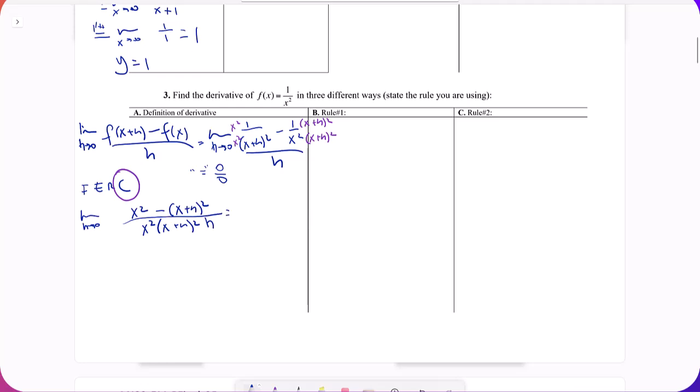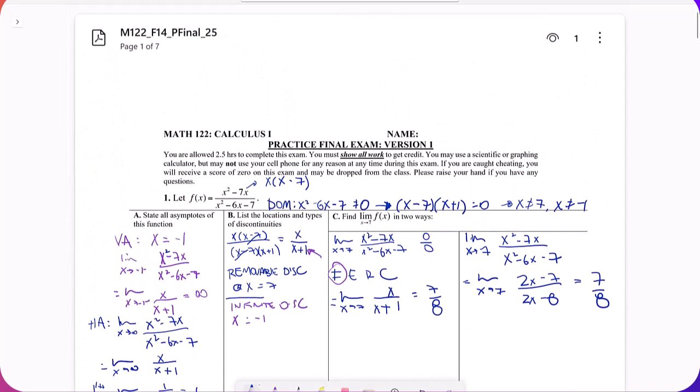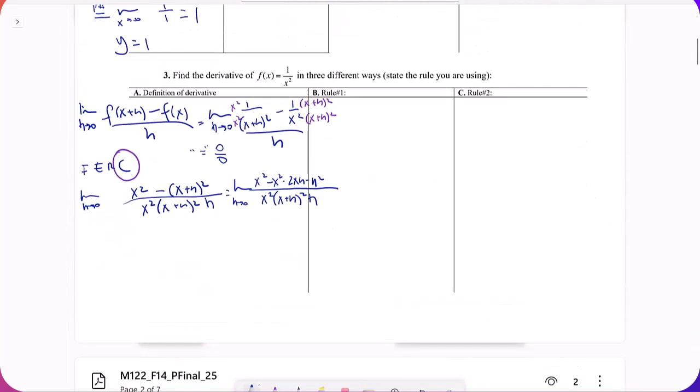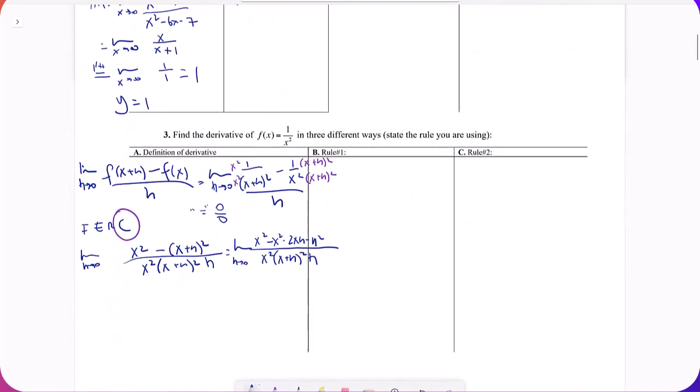Okay, so we get the limit as h goes to 0. I'll have an x squared minus 2xh minus h squared over all of that. I know it's really tempting to expand that out. We're not going to do that. It's against the law. Okay. So let's keep it moving. So this is going to be equal to the limit.